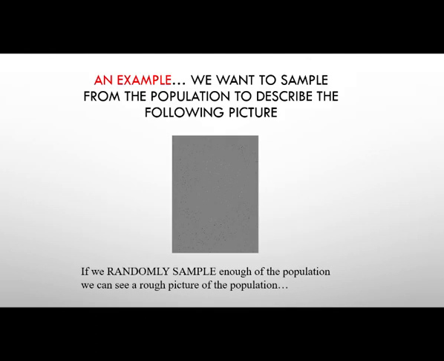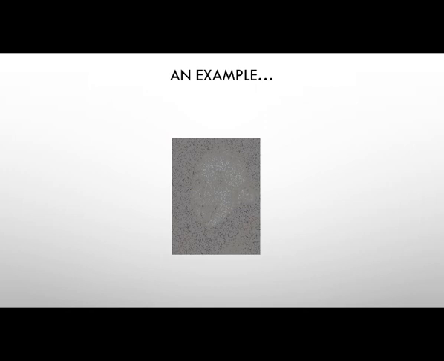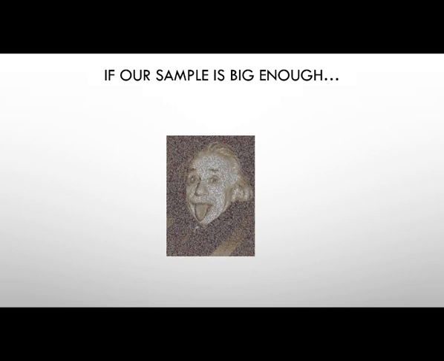Okay. So for example, if you're looking at this square here, you can't tell what's behind there, right? We want the sample from the population to describe the picture, the big picture. If we randomly sample enough of the population, we can see a rough picture of the population, but this sample isn't big enough. I can't tell what's going on there. If I pull enough people, I can see an outline of a face, and if my sample is really big, I can tell that that's a famous photograph of Einstein with his tongue out.